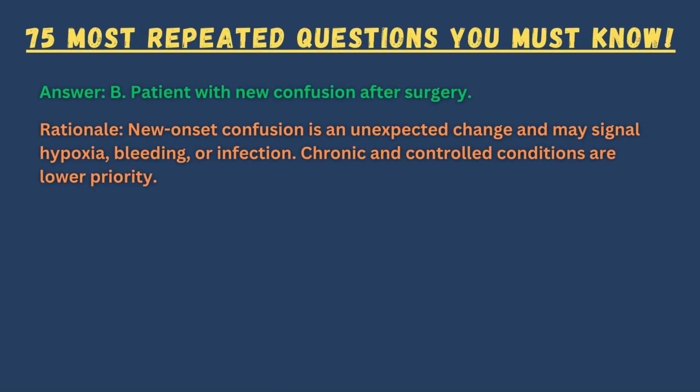Answer: B. Patient with new confusion after surgery. Rationale: new onset confusion is an unexpected change and may signal hypoxia, bleeding, or infection. Chronic and controlled conditions are lower priority.